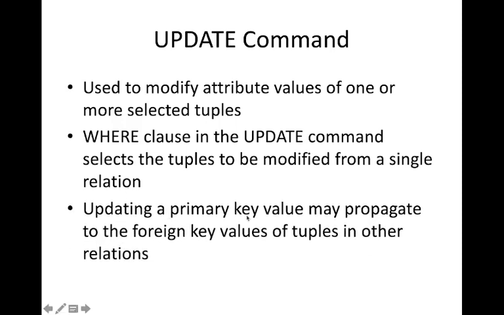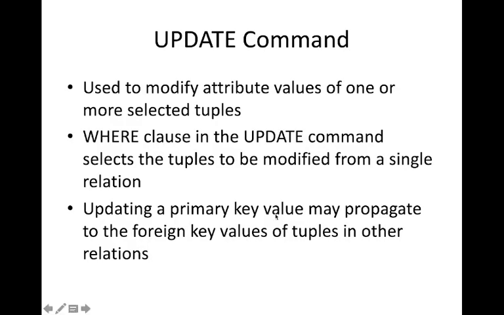Updating a primary key value may propagate to the foreign key values of tuples in other relations. So if you are trying to update the primary key of a relation, then it will affect the foreign keys. If some other tables are referencing this relation, then we have to modify the foreign keys of those relations also, if we are enforcing that referential integrity constraint. So that is also to be noted. When you update a primary key, it should propagate through the foreign key values of rows in other tables also.